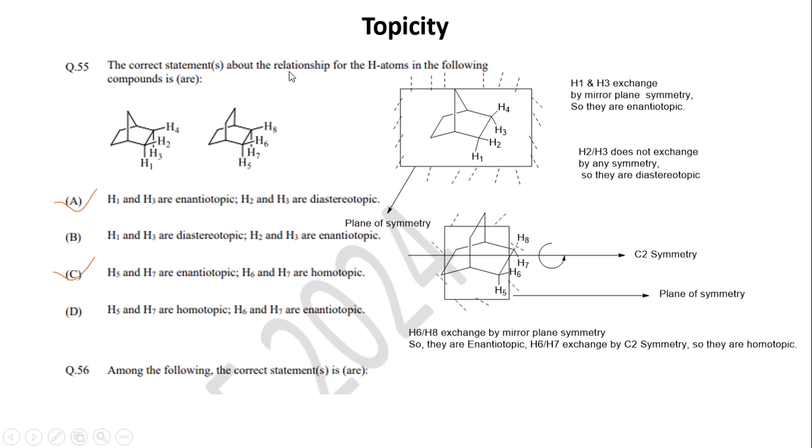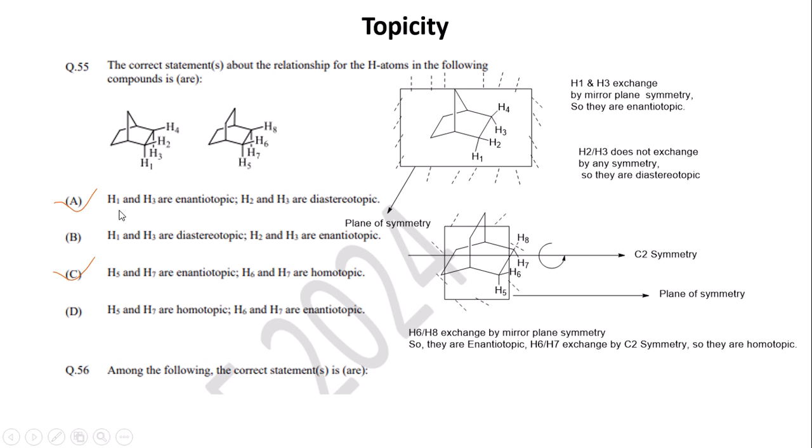The correct statement about the relation for the hydrogen atoms in the following structures concerns topicity. Topicity means: if the two hydrogen atoms are exchanged by C2 symmetry, then they are called homotopic. If the two hydrogen atoms are exchanged by sigma symmetry, then they are called enantiotopic, and if the two hydrogen atoms have no symmetry relation, they are called diastereotopic.